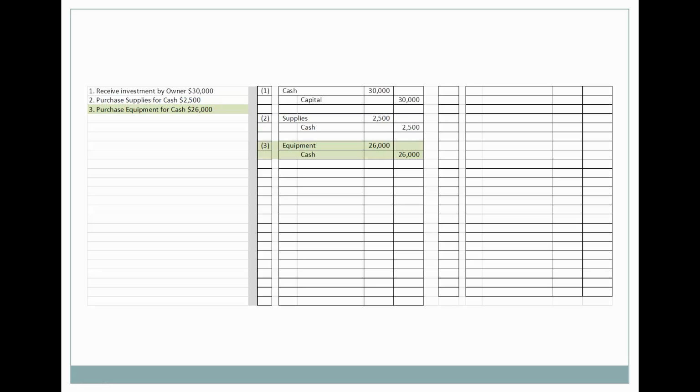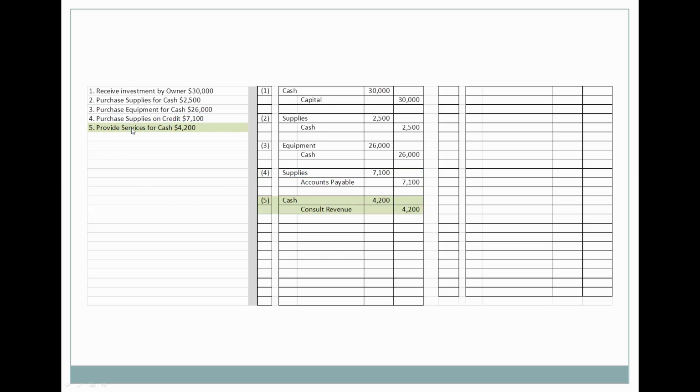Next, we're going to purchase some equipment for cash, and so equipment is an asset, so it is increasing with the debit. Our cash as an asset is decreasing, so we're going to be crediting it. Next, we're going to purchase some more supplies, but now we're going to use accounts payable in order to pay for it. And so now our asset supplies is increasing, so we're going to debit supplies, and accounts payable is also increasing. It's a liability. It increases with the credit, so we'll be crediting accounts payable.